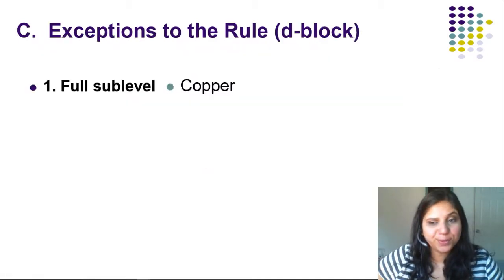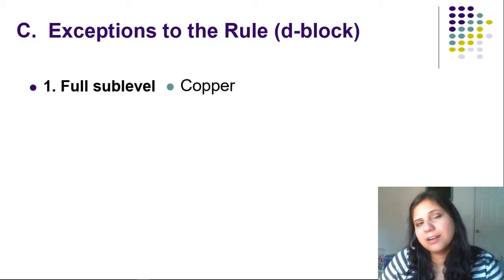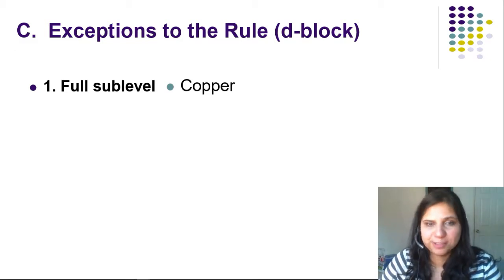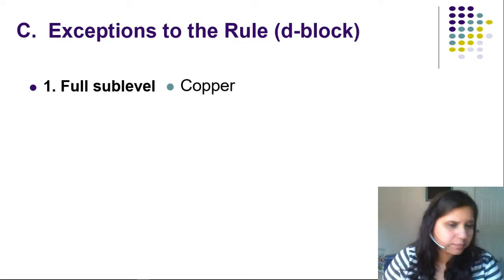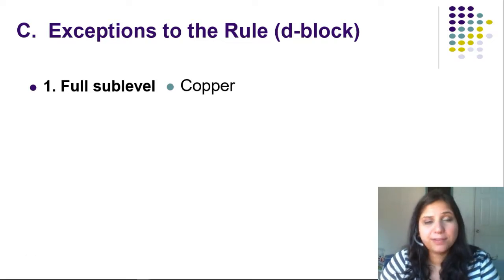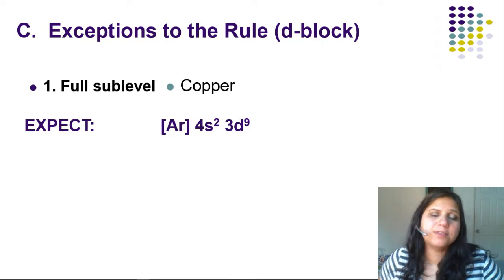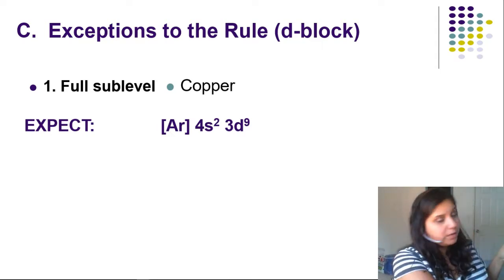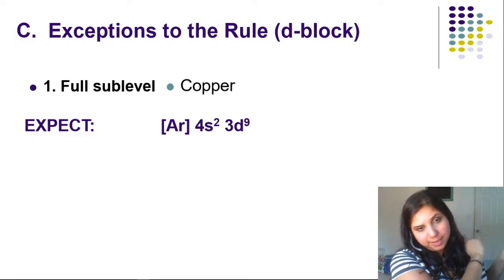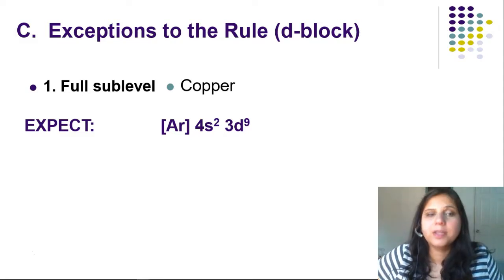All right, so with some of the things that we're learning now, you're going to learn that there are exceptions to some of the rules. And I'm only going to teach you a few of the exceptions that happen. Our first exception is when you have a full sublevel, like copper, or almost full sublevel. If I were to do the electron configuration for copper, I would go up and over argon, 4s2, 3d9. And that's where I would find copper.